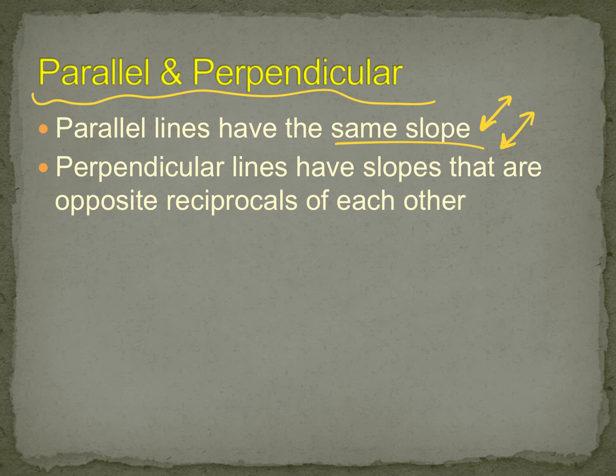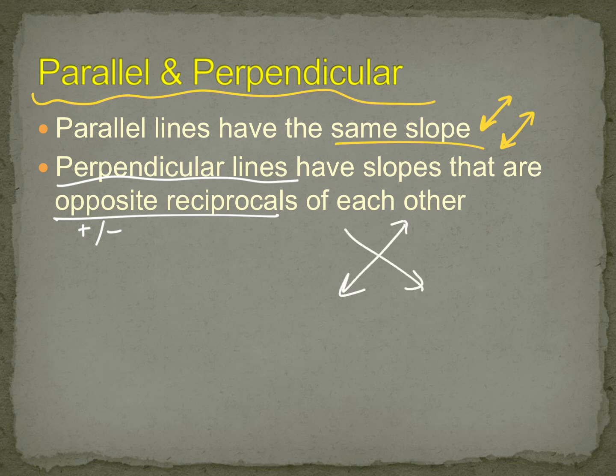Perpendicular lines are lines that have slopes that are opposite reciprocals from each other. So opposite meaning if one's positive, the other's negative. If one's negative, the other's positive. And reciprocal, meaning if something was like 2/3, then the reciprocal would be 3/2. So we flip it. So not only do we change the sign, but we also flip it. So you need both opposite and reciprocal. And these would be perpendicular lines. So they form a right angle.